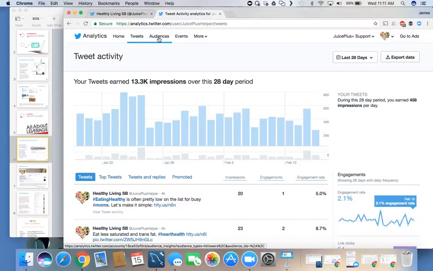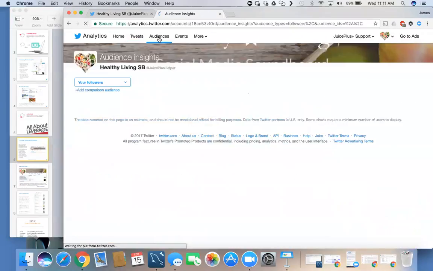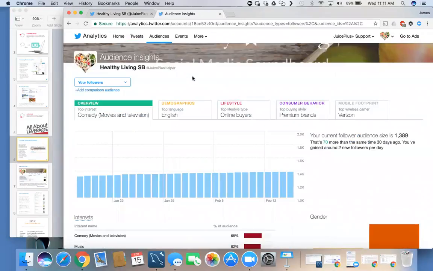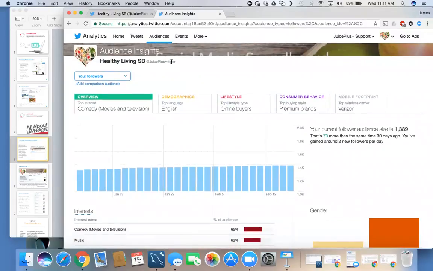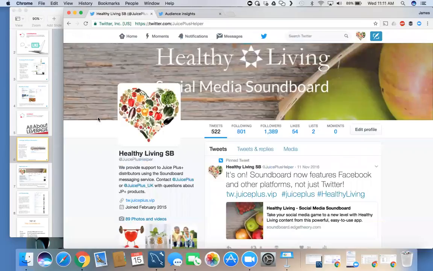So we have this audiences button, and what this is going to bring up is a lot of great data. So this is, I don't even know how many followers I have on this account. I have almost 1,400 followers.